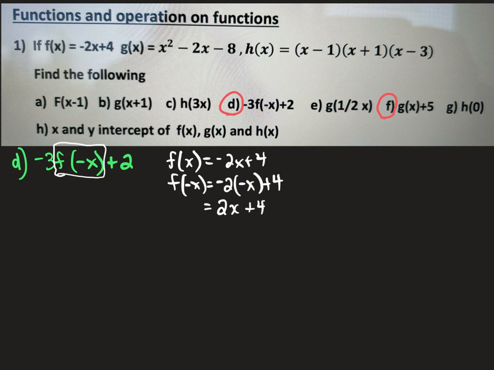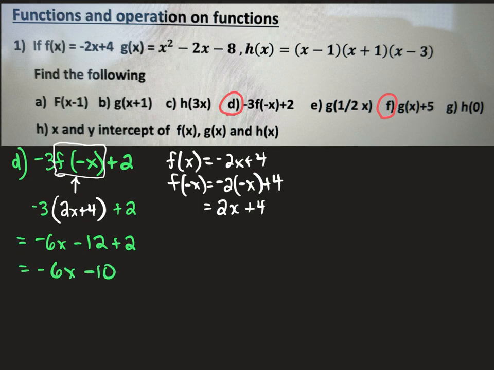All right, so now that little white box that I made over here, we're going to insert 2x plus 4 in there, which means we still have the negative 3 in front of it and the plus 2 after it. Now we just need to simplify that. So distribute that negative 3 through. We would get negative 6x and then negative 3 times 4, minus 12, and then plus 2, and add like terms, so negative 6x minus 10. And there we go. That should be the answer to D.